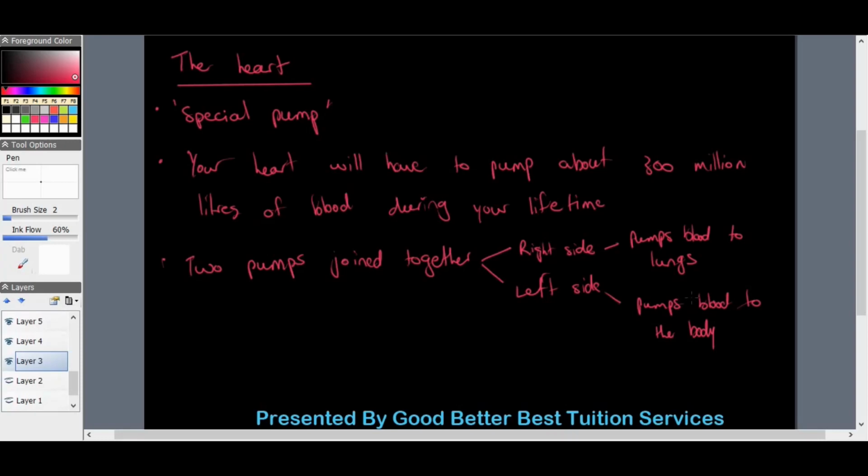Now, that is the heart. The next component of our circulatory system we're going to have a look at is something called blood vessels. We all have blood vessels in our body.